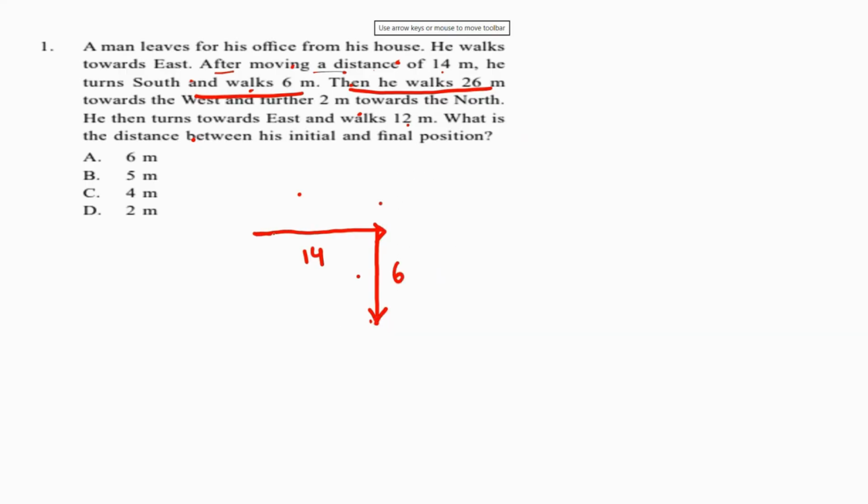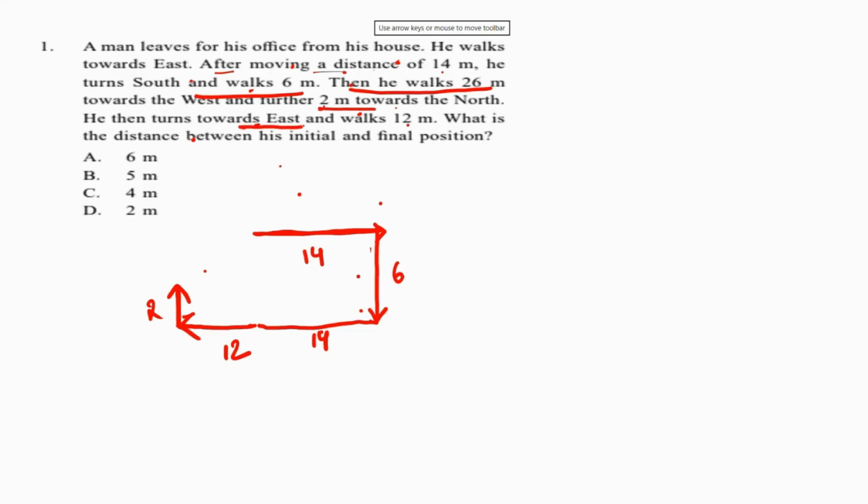He came 14 east, and 26 west would be 14 parallel and an extra 12. That would make 26. So he's basically here right now. Now, again from here, he's further going 2 meters to the north, so he could be somewhere here because he came 6 down.